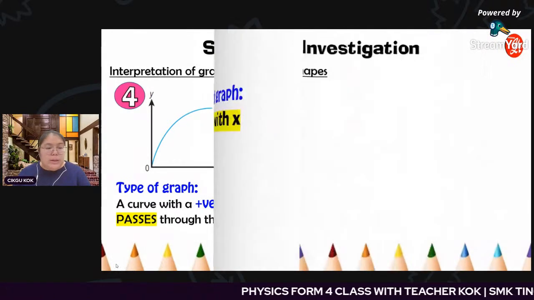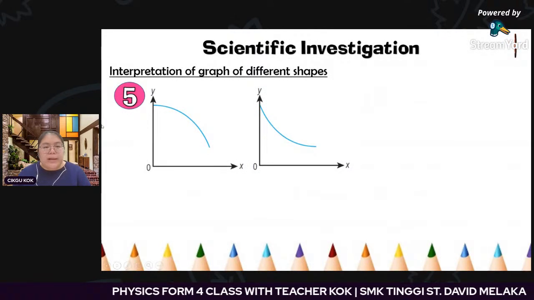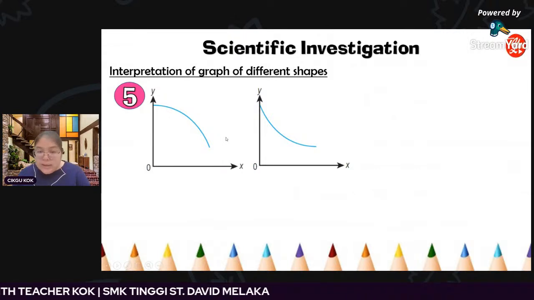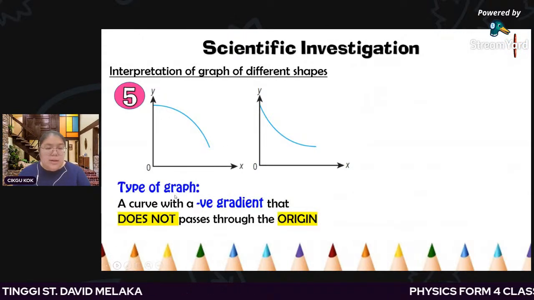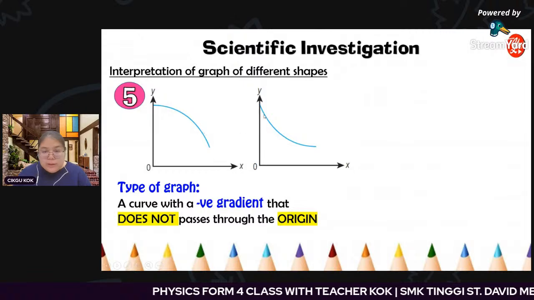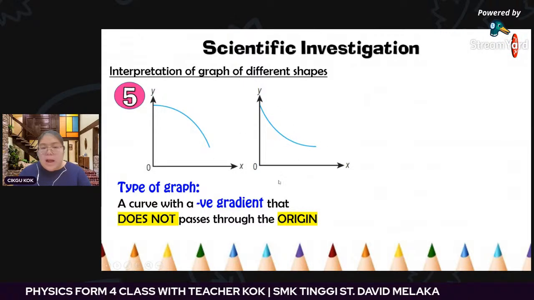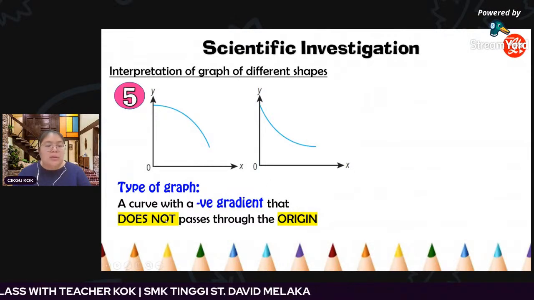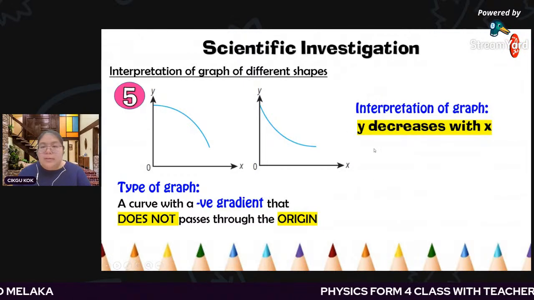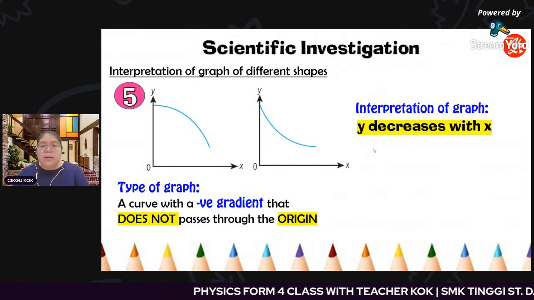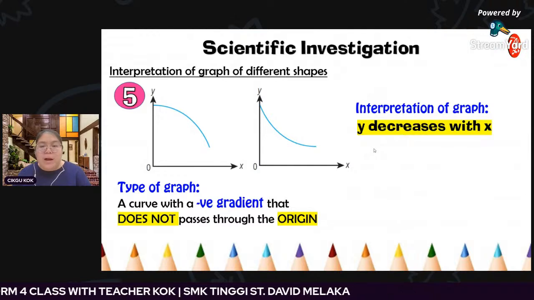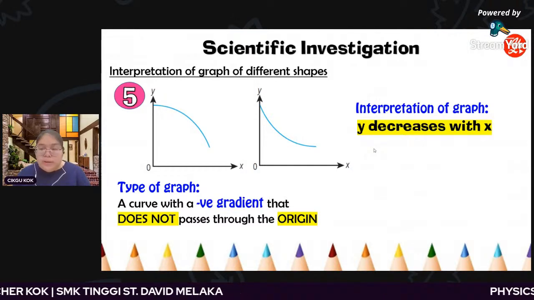Then we go to number 5. Can you see the curve going down? It comes down already. When it just comes down, we say decrease. So from here, we can say a curve with negative gradient. They go downwards, from higher dropping until down. So this one is surely a negative gradient. It does not pass through the origin. This one never passes through the origin. After that, for the interpreting, we just say y decreases with x. This one also has no special terms. You just see the graph, then you know whether it increases or decreases.